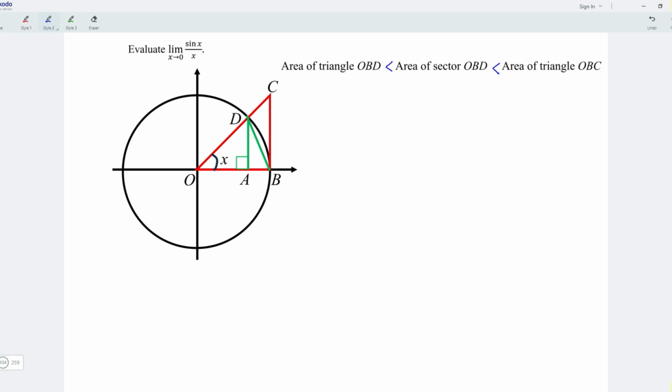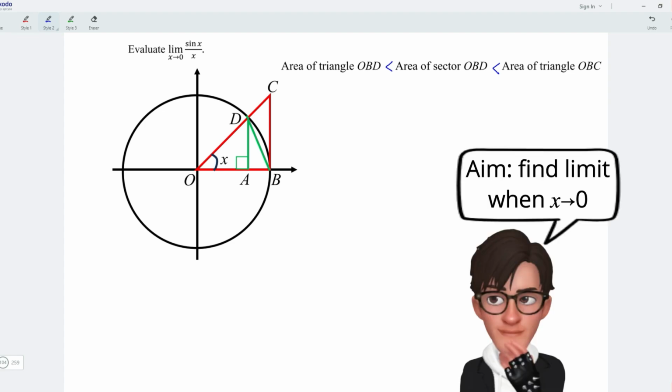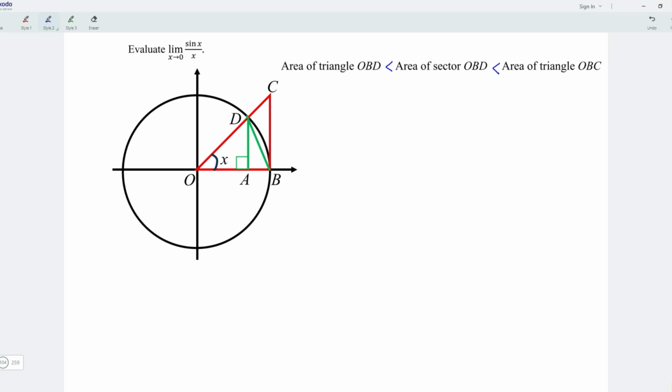However, our intention here is to determine the limit when the angle x is sufficiently small and approaches 0, which means that there is a chance where the three areas are exactly equal.